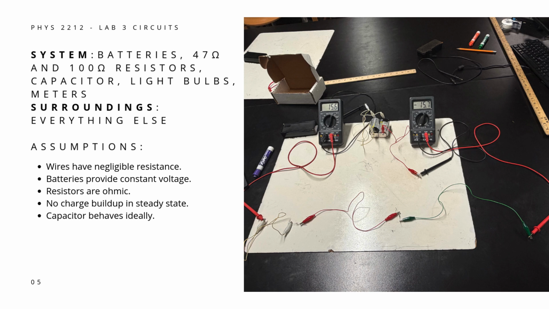In our experiment, the system included the batteries, 47 ohm and 100 ohm resistors, capacitor, light bulbs, and meters. The surroundings was just everything else. Assumptions that we had to make were we assume that the wires have negligible resistance, batteries provide constant charge, resistors are ohmic, no charge buildup in steady state, and the capacitor behaves ideally.